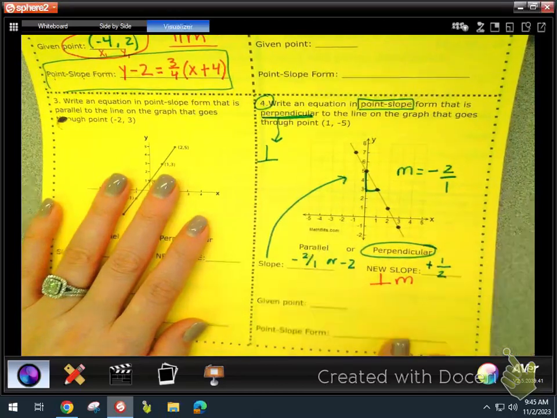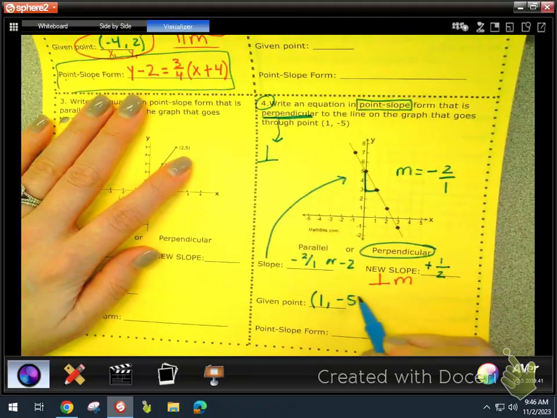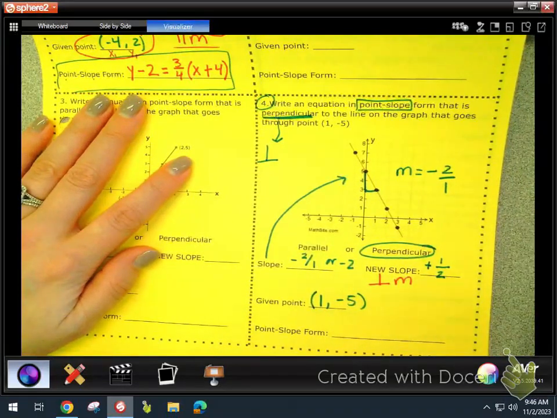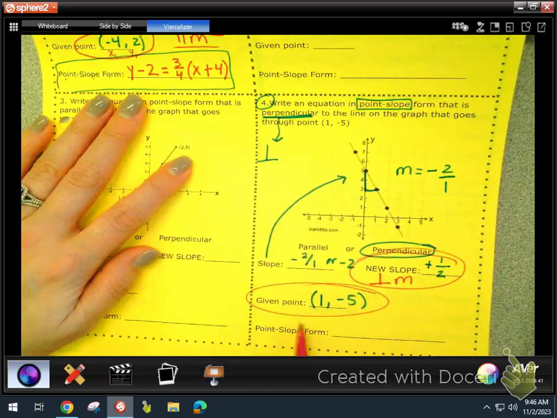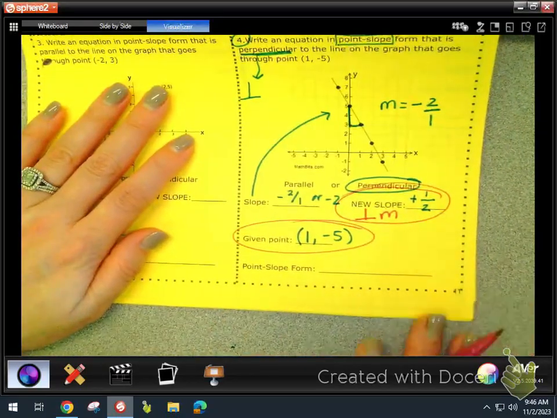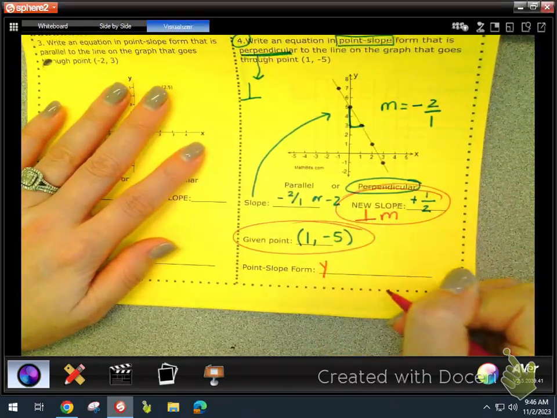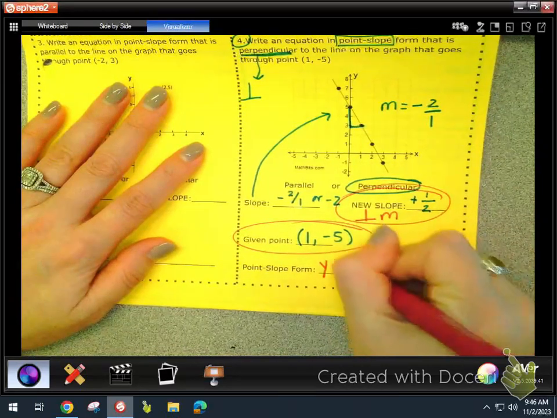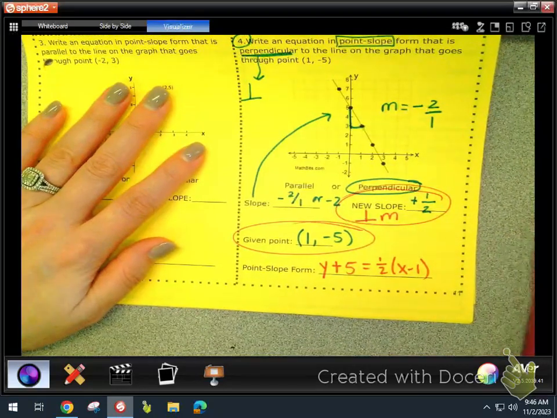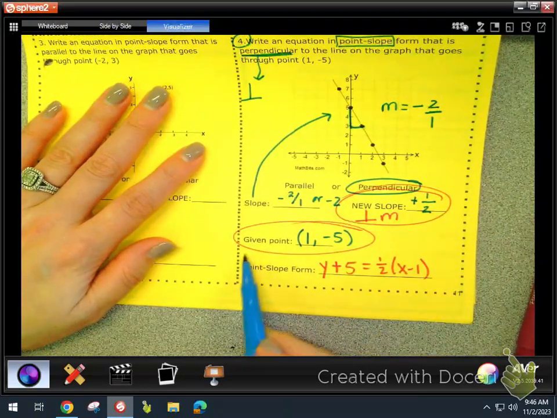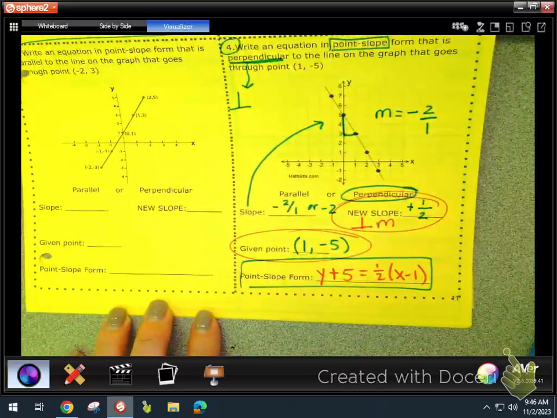All right, what point do we want to go through? 1, -5. That was in the problem. Okay, now it's easy. We're using this slope, the perpendicular slope, and this point, the given point, in point slope form. y plus 5 equals 1/2 (x minus 1). Very good. Why is it y plus 5? Because it's a -5. Okay, all right, I want you to try 2 and 3 on your own.